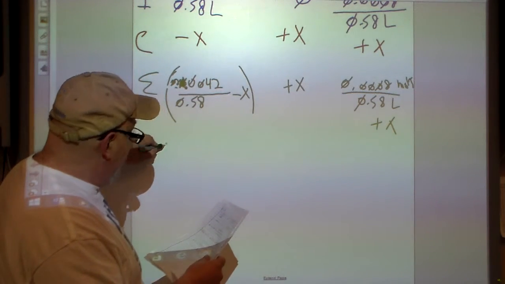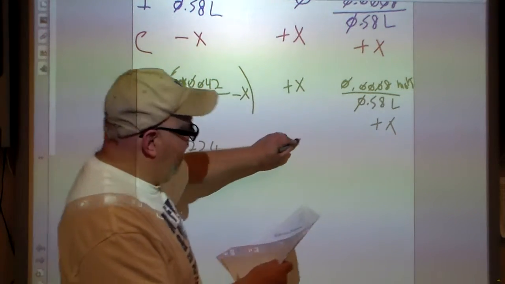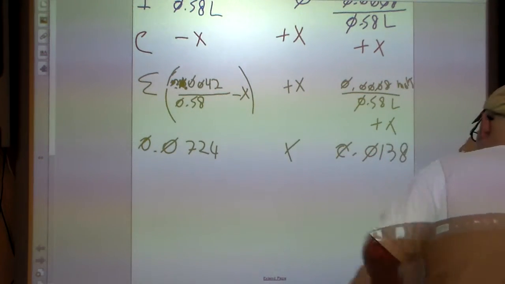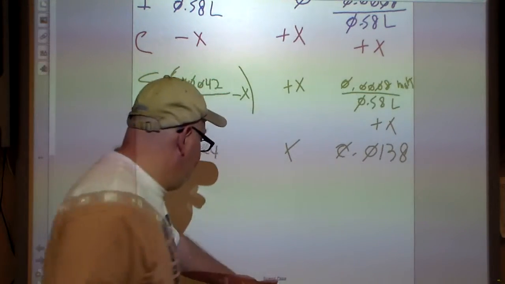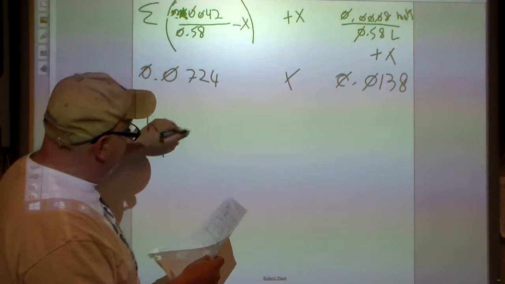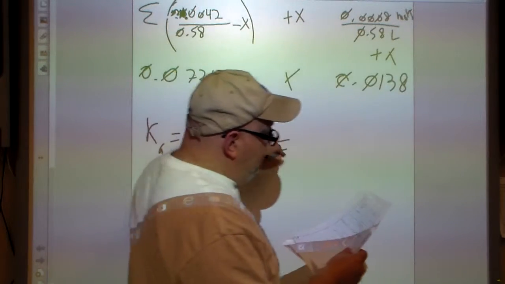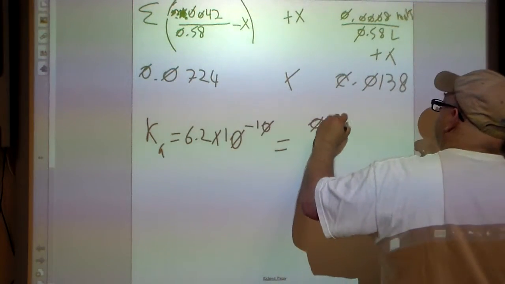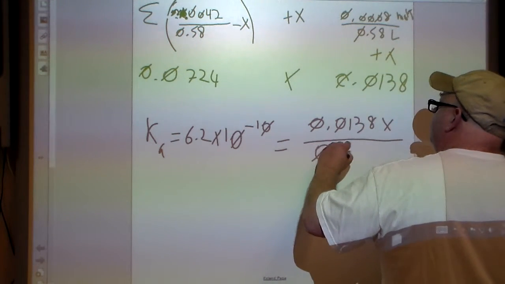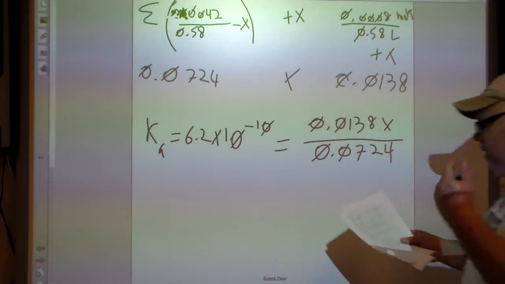So let's go ahead, and we got 0.0724 and X and 0.0138. Now our Ka in this case, we got that from the top, is equal to 6.2 times 10 to the minus 10th. That's going to equal 0.0138 X over 0.0724. Okay, we're working our way through.